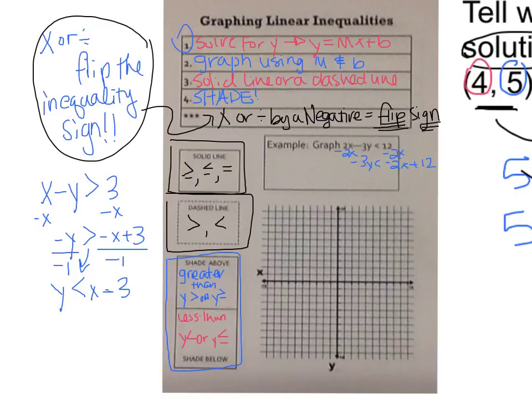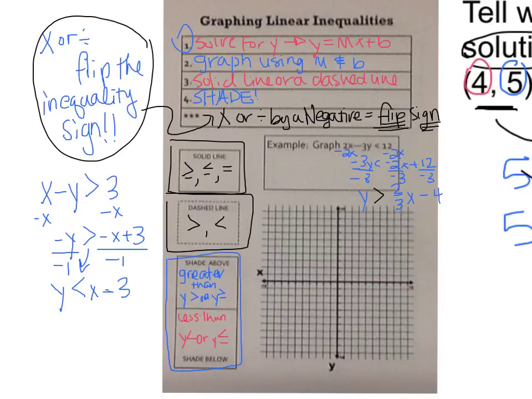Awesome. Next, I need to divide by a negative 3. Ooh, it looks like we're going to have fractions going on. That sucks, but oh well, we can deal with it. We're big kids. So now what we have is that y, which is awesome. We need to flip our sign. So we did have a less than sign, now we have a greater than sign. Really fun. And now we have 2/3 x minus 4.